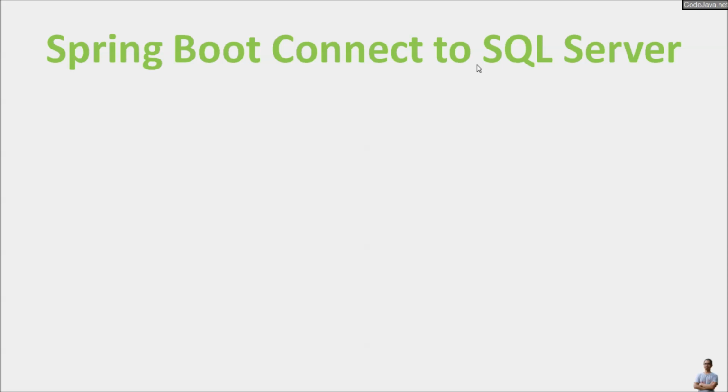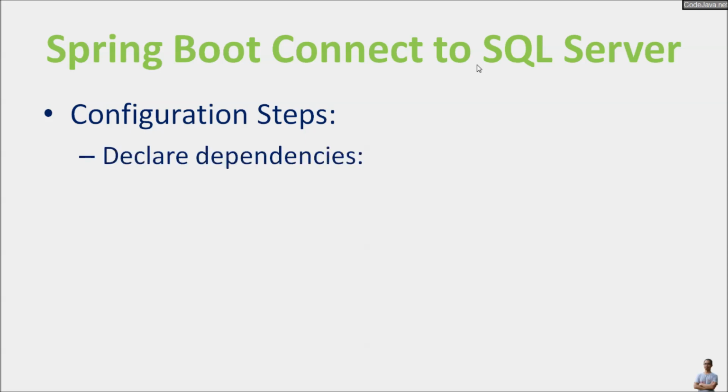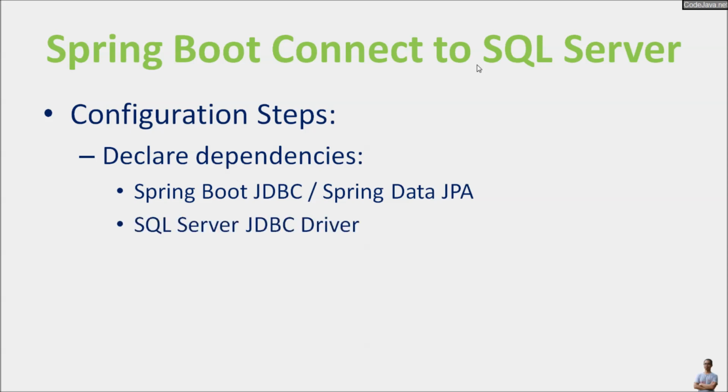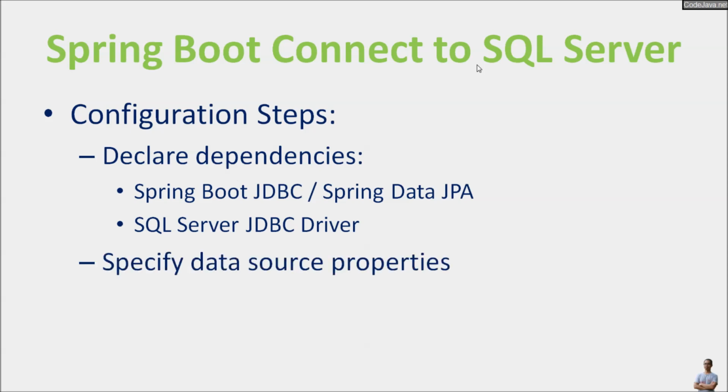In order to have a Springboot application connect to SQL Server, you need to follow these configuration steps. For the project, you need to declare dependencies for Springboot JDBC in case you just want to use a plain JDBC API, or declare the dependency for Spring Data JPA in case you want to use Spring Data JPA with Hibernate framework. And the most important dependency is SQL Server JDBC driver that allows Java applications to connect to Microsoft SQL database server. And then you need to specify data source properties in the Springboot application configuration file.